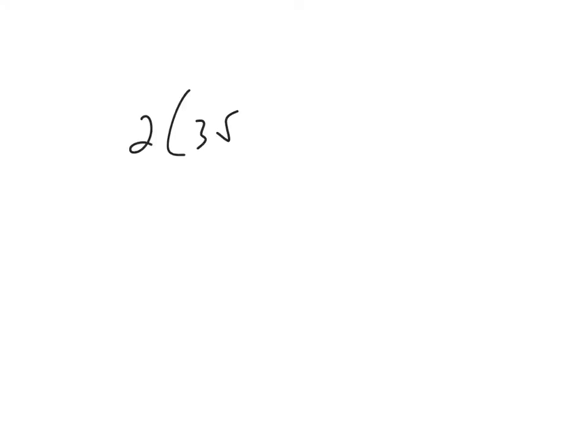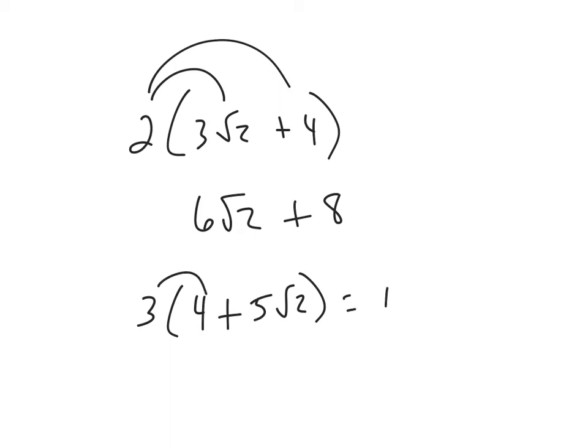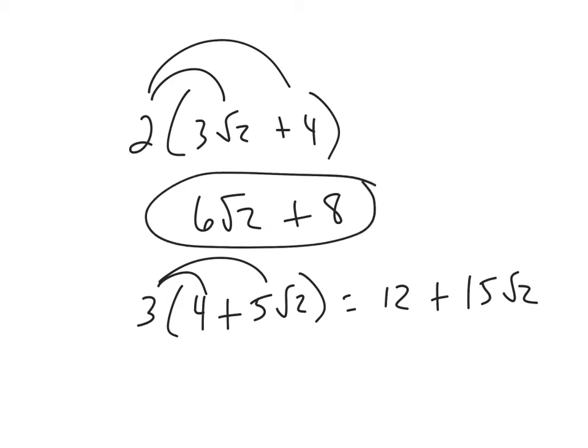So what if we have something like this? 2 times 3 radical 2 plus 4. Well, we're going to take and distribute the 2 through both of those. So the 2 times the 3 is 6, and I still got my radical 2. And the 2 times the 4 is 8. And we're done. Pretty simple. Okay? If I had like 3 times 4 plus 5 radical 2, we'd say it's 12 plus 15 radical 2. And then again, once I get here, I look to see if I have any like radicals. So this guy has a radical 2, he doesn't have one, so done.